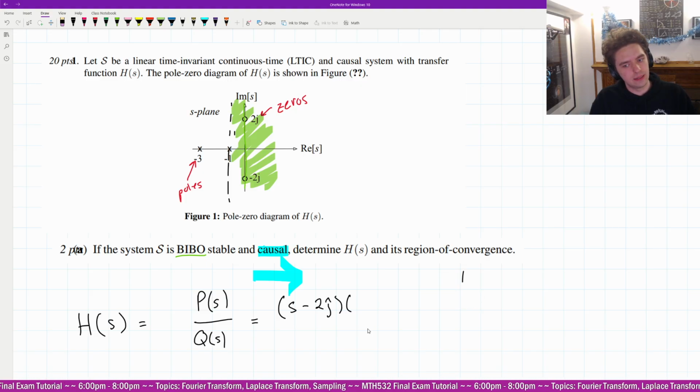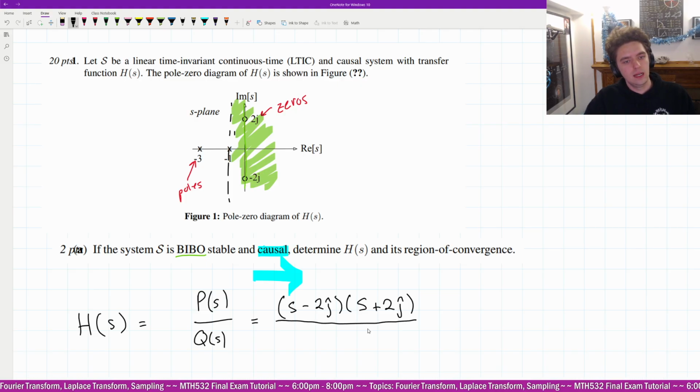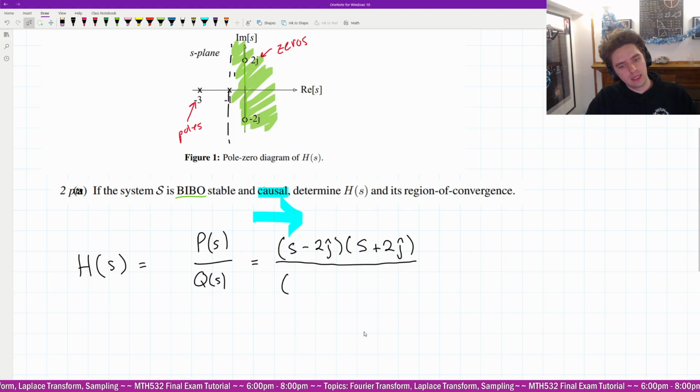I might write S's like this. Anyways, just warning you. Keep an eye out. So, and this is S plus 2j. So that's the numerator, right? Because it has to have those two zeros that were given to it. And then the denominator is just going to be S plus 3, S plus 1.